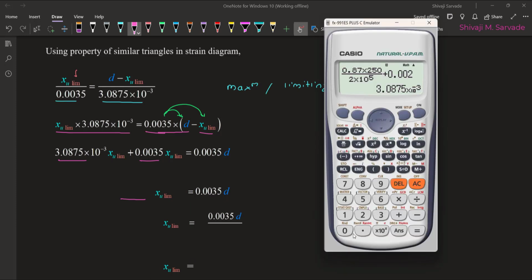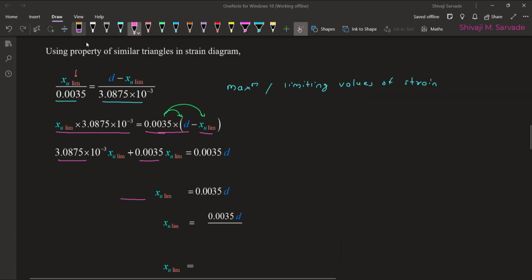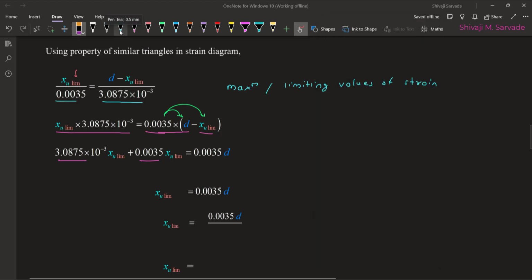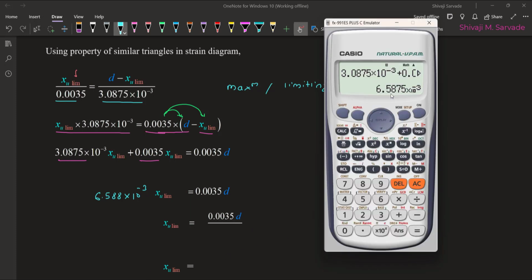So let's do this calculation. We have 3.0875 into 10 raised to minus 3 plus 0.0035. If I do this, I'm getting 6.588 into 10 raised to minus 3. Let's verify again. This is what we got, 6.588. We are considering 3 significant digits.